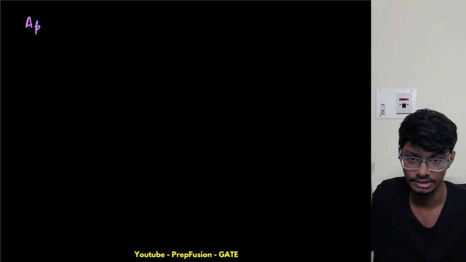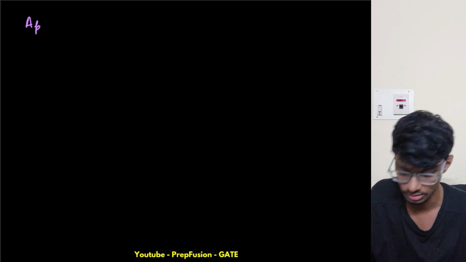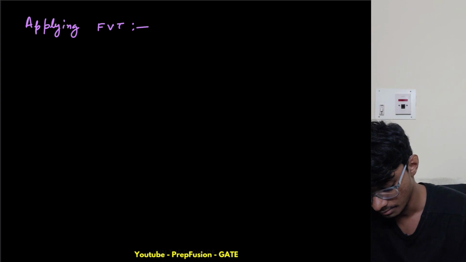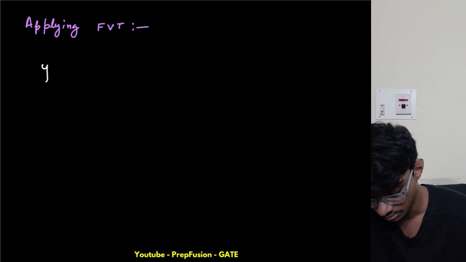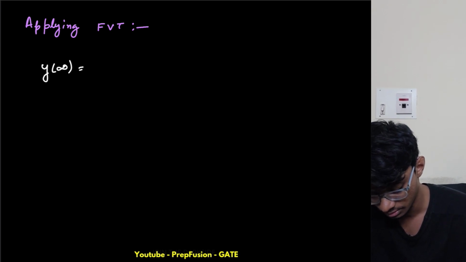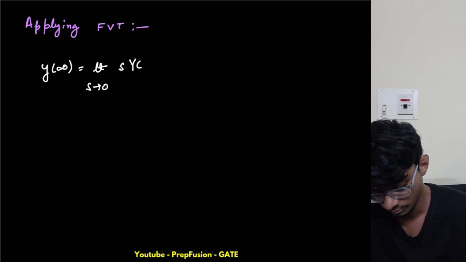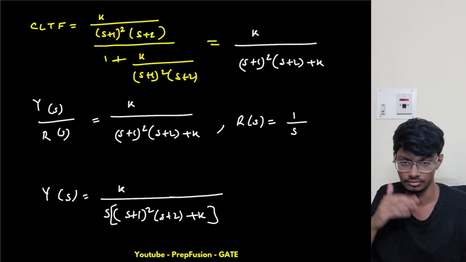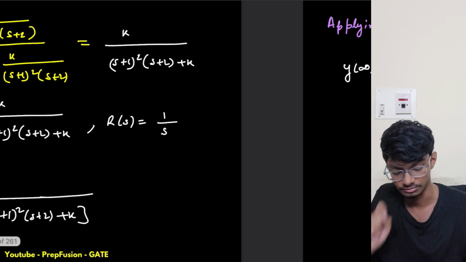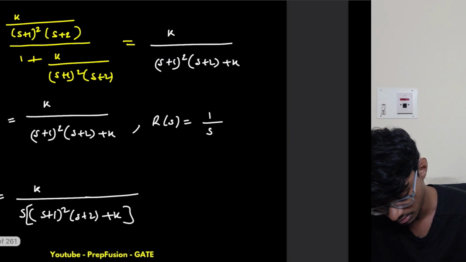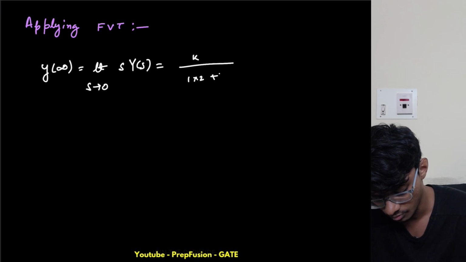As the system is stable, it is settling to some value, so hence I can apply the final value theorem. Y of infinity equals limit S tending to 0 of S times Y of S. So this 1 by S gets cancelled, since I am multiplying by S. I will be remained with this term. So it will be simply K by 1 into (2 plus K).